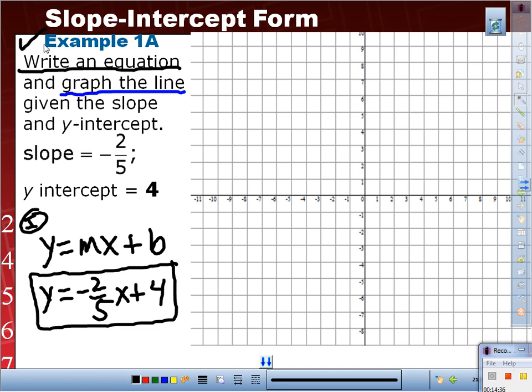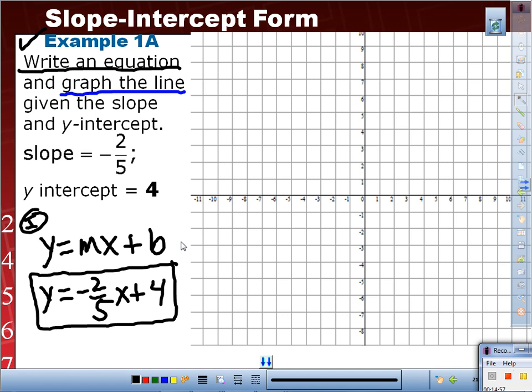Yes. I'm about to do the second part, but before I do that, I want you to copy example 1A and copy that up to right there. Do that right now, please. Copy that. So, I'm going to do part 2. Put your utensils down, look up to the screen. So part one, did I write an equation using that information? Yes, it's right there. Straightforward, yes?